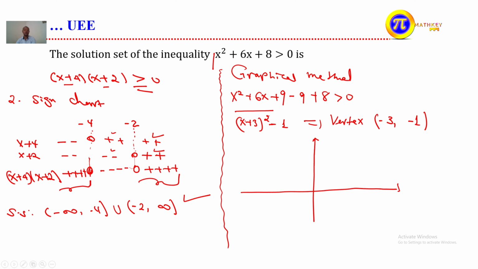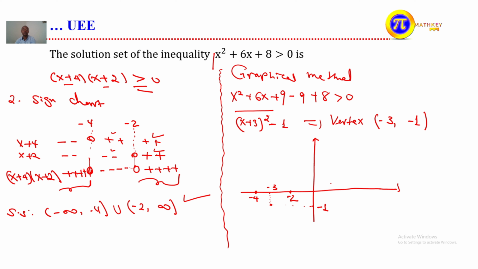This value, as we did before, is 0 at negative 4 and 0 at negative 2. When you consider x equal to negative 3, it is between negative 4 and negative 2. So at this point, the value is negative 1. It is 0 at negative 2, and it is negative 1 at negative 3.